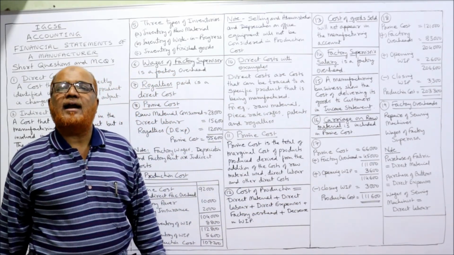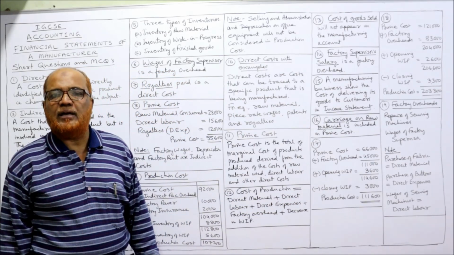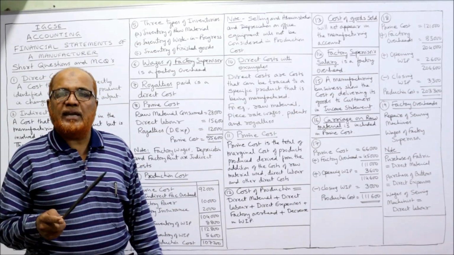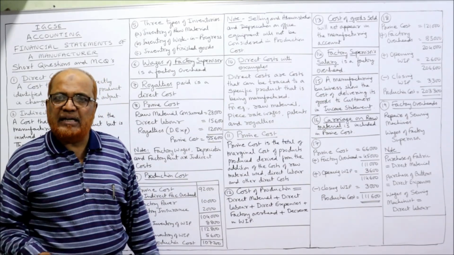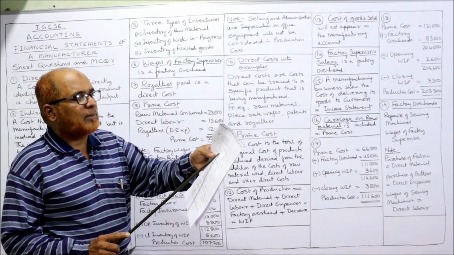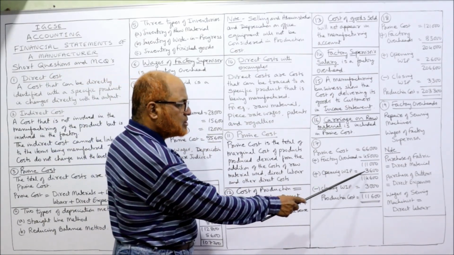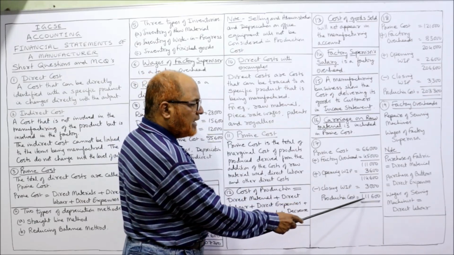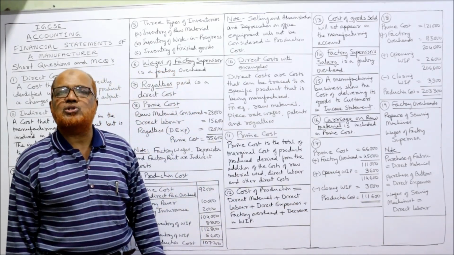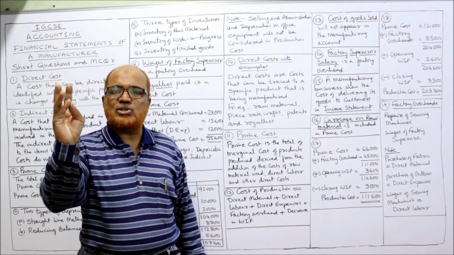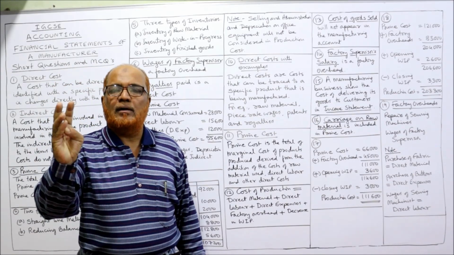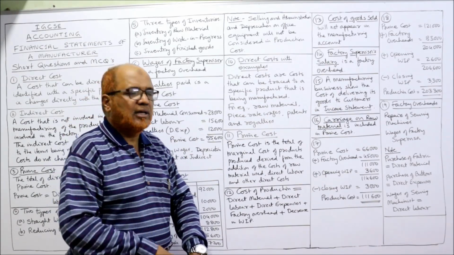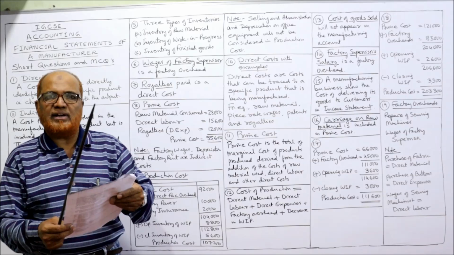To that amount, add opening inventory of WIP and deduct closing inventory of WIP. This point you remember. Opening stock will be added, closing stock will be deducted. So here opening WIP is 3,600, add 3,600. And closing WIP is 3,000, deduct 3,000. So 1,11,600 is the production cost. So again I repeat, prime cost plus factory overhead plus opening inventory of WIP minus closing inventory of WIP, you will get production cost. This is 17th.